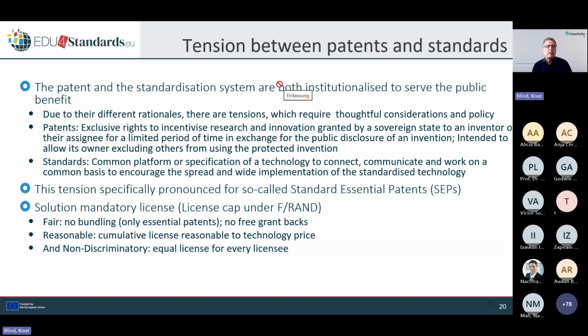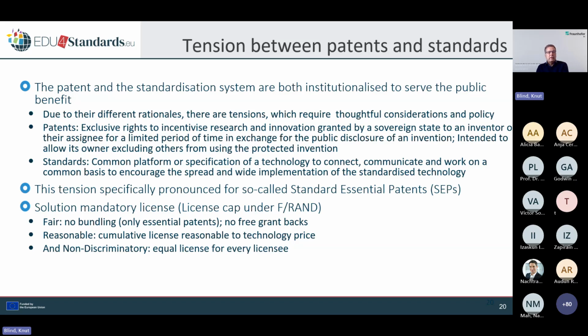Because here you have to find a compromise, and the compromise is the so-called FRAND licensing. It means it should be fair. It means you should only get licensing for these essential patents, not for your whole portfolio. That means you have to really declare which patent is relevant. However, there are strategies by companies. They say, oh, everything is relevant.